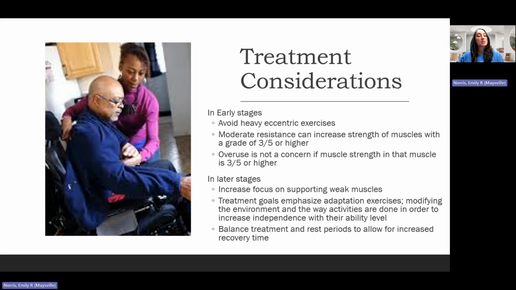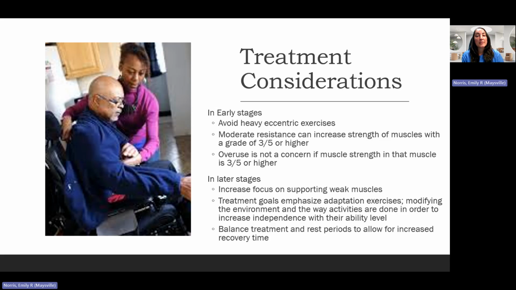Treatment, so in the early stages, you want to avoid heavy eccentric exercises. It's harder to recover from those, so you have to be a little more careful with that. If they have at least a 3 out of 5 muscle grade in a muscle, then you can use some resistance. They say that in muscles that have at least a 3 out of 5 muscle grade, overuse is not a big concern. However, I'm still cautious with anybody with any progressive neurological disorder. I try not to overly fatigue anybody because it's really hard for them to recover.